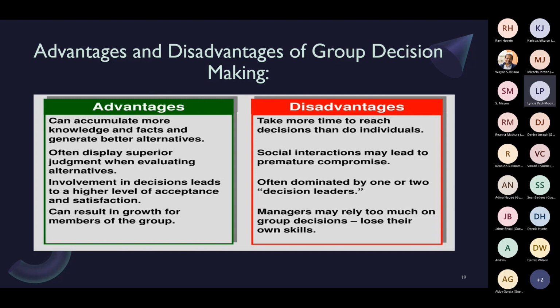Okay, and although there are advantages, there are also disadvantages of group decision making. For example, using a group to reach a decision takes longer than one person trying to make a decision. Because you have different ideas coming in to put together, and it will take longer. You have different views on a topic.